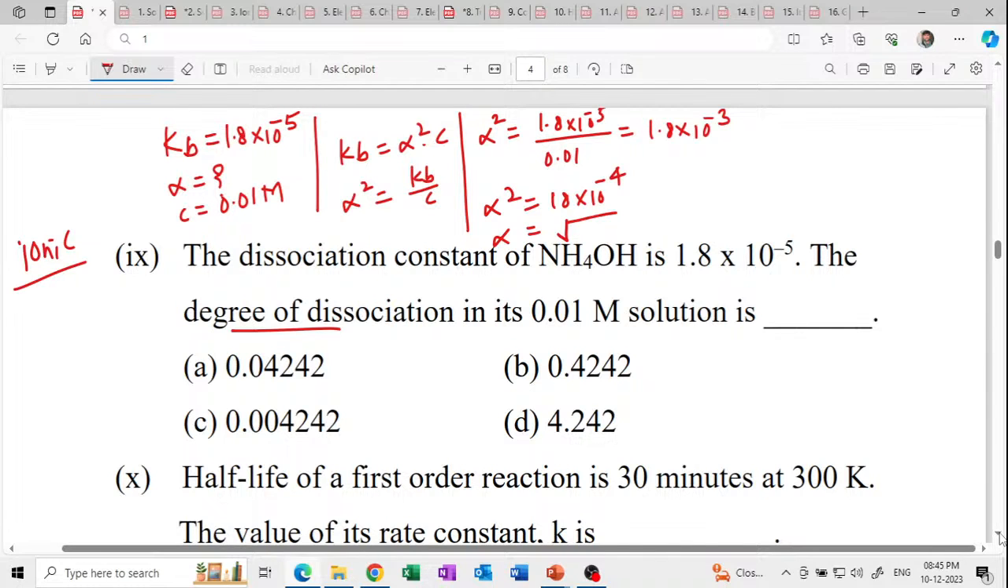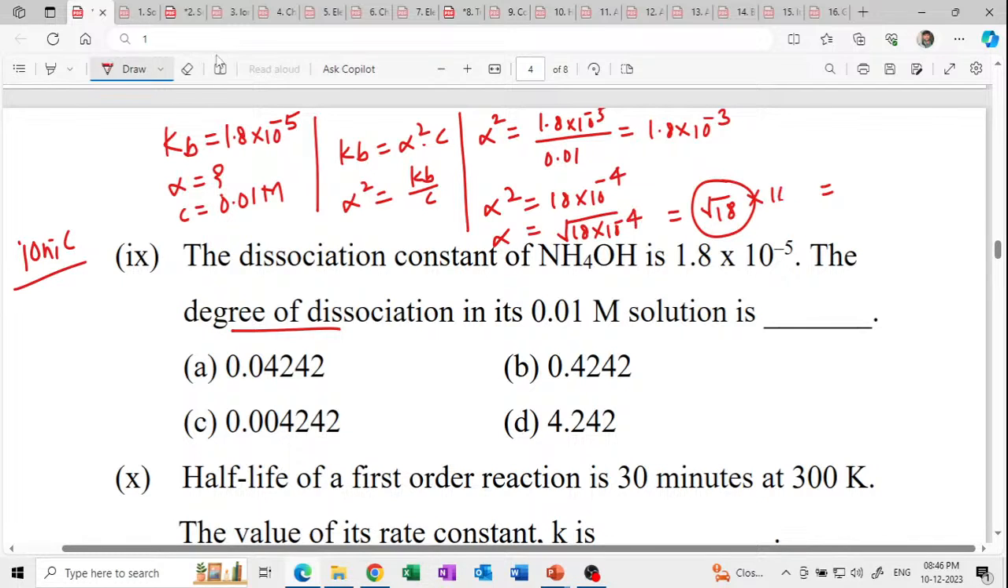Sorry, a mistake happened here. The 10 raised to minus 4 will become 10 raised to minus 2 here. Take the under root here. This is under root 10 raised to minus 4, which comes as 10 raised to minus 2. So 18 into 10 raised to minus 2.